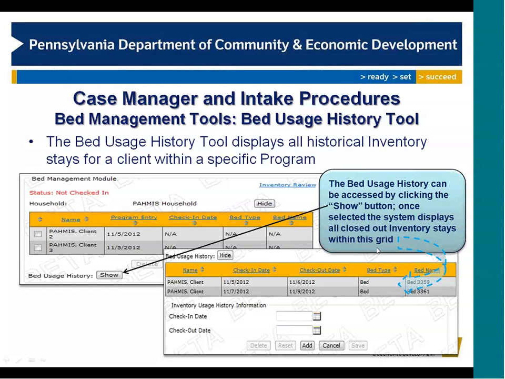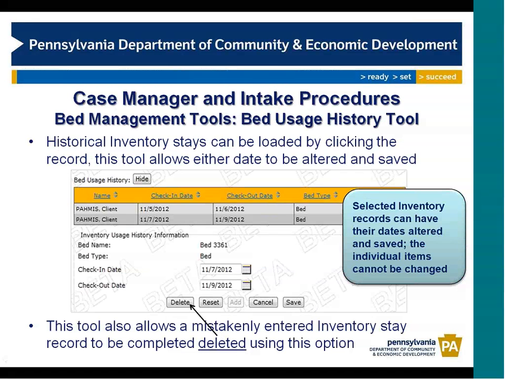If you click on it, it opens up this grid area that shows any closed inventory stay with the default information of their check-in and check-out date, their bed type, as well as their bed name. It provides a lot of useful information, especially if you're having problems with your inventory and you can't get things to match up. This is a good area to look at each client to see what stays these people are in. Along with just being able to review this information, the system allows a process of editing as well as deleting these stays if there's a mistake.